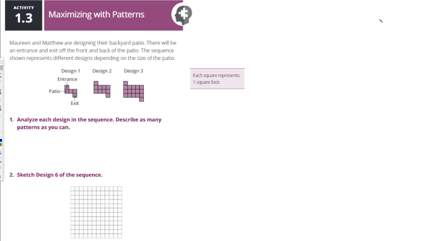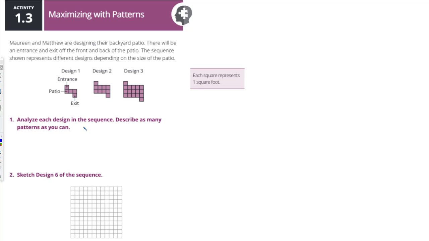And so we're going to look at Maureen and Matthew. They're going to design a backyard patio. There's going to be an entrance and exit, and then the patio in the middle. These are some different designs depending on the size of the patio they want to represent. And so this one has a 1-row depth. And so we have our pattern.